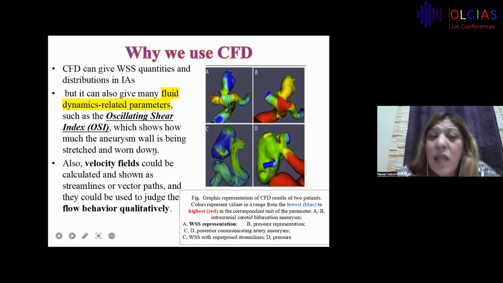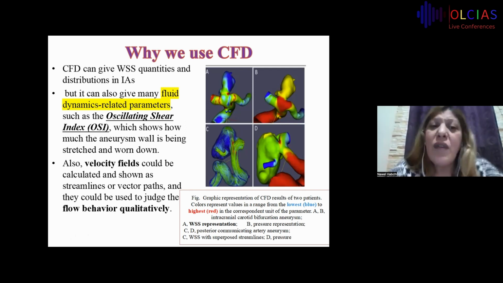Also, this CFD gives you information about velocity fields. This velocity field could be calculated and shown as a vector plot or streamline, and it could also be used to judge the flow behavior qualitatively. So, CFD gives you information about wall shear stress, the oscillating shear index, and also velocity fields. So we can say that CFD plays a great role in giving information about fluid dynamic related parameters.